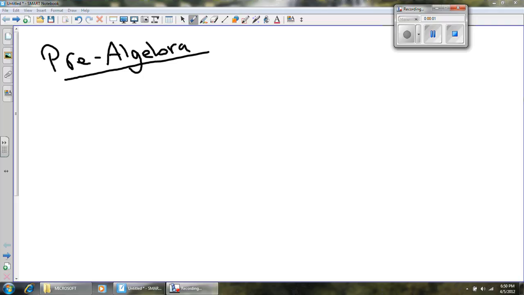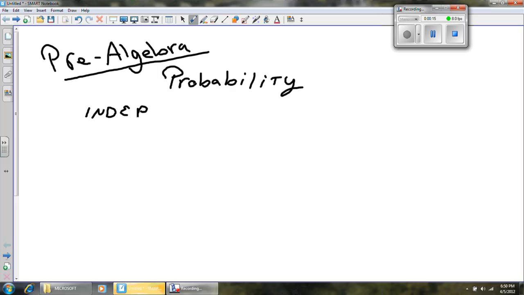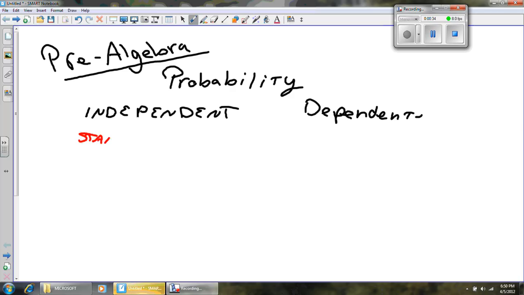Pre-algebra, Mr. Lawrence here with your flipped lesson, and we're continuing our discussion on probability. Today we're going to talk a little bit more about what we talked about yesterday, only we're going to use the terms independent and dependent events. Independent events basically means that they stand alone. One event in no way affects the other.